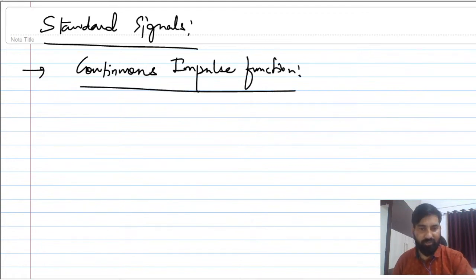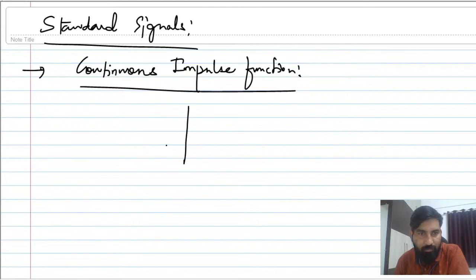Remember always, a continuous function we cannot obtain from the lab, right? We can't generate it. How do we always obtain it? By approximation. We will take one impulse, we will take one rectangular pulse, just like we have considered a rectangular pulse, one rectangular pulse of this nature.